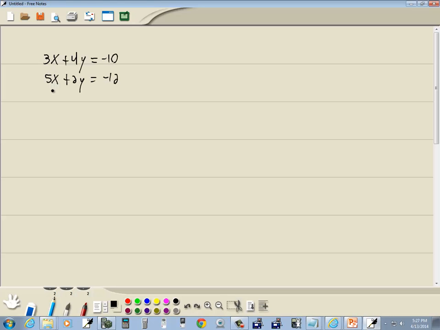Now if we add these together, 3x plus 5x is 8x, 4y plus 2y is 6y. Nothing disappears. In order for them to disappear, they have to have the same number in front of them. Like this is a 4, this has to be a 4. But one of them has to be a different sign. So I think, how can I change this so it's a negative 4?